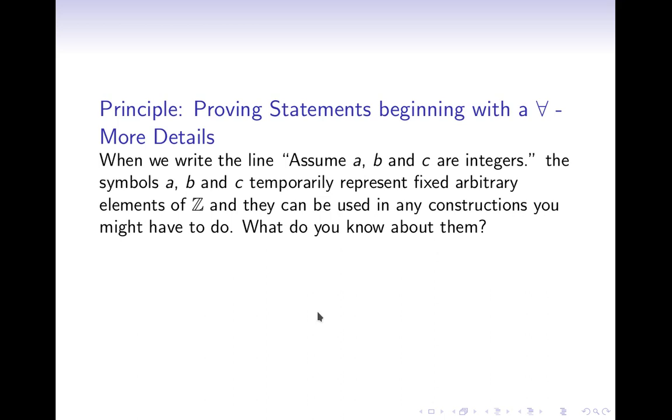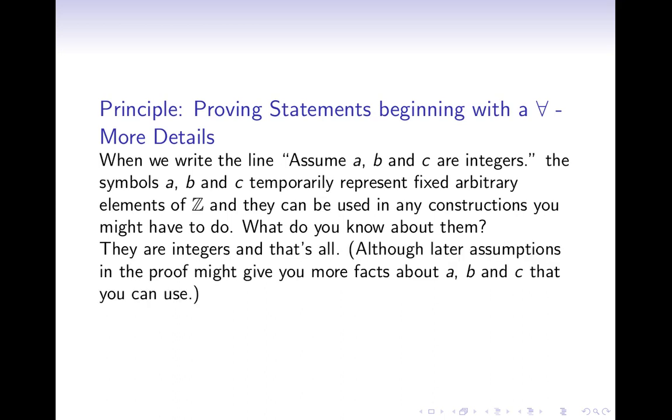What do we know about a, b, and c? These arbitrary fixed integers. We know they're integers, and that's it. That's all you can use, although later assumptions in the proof might give you more facts about a, b, and c.